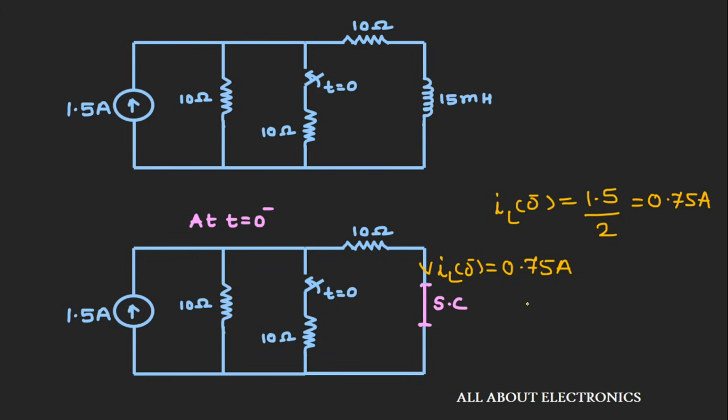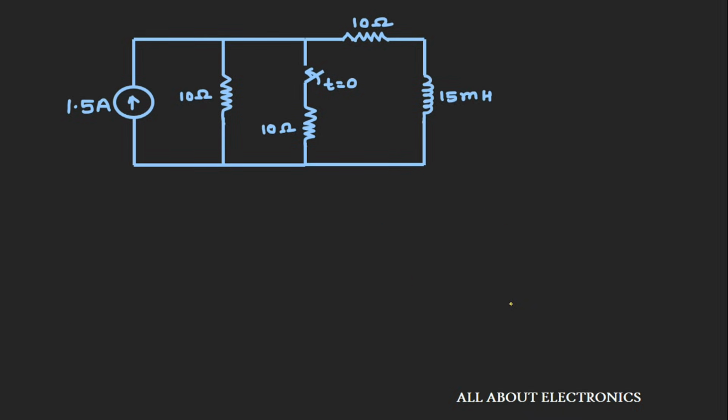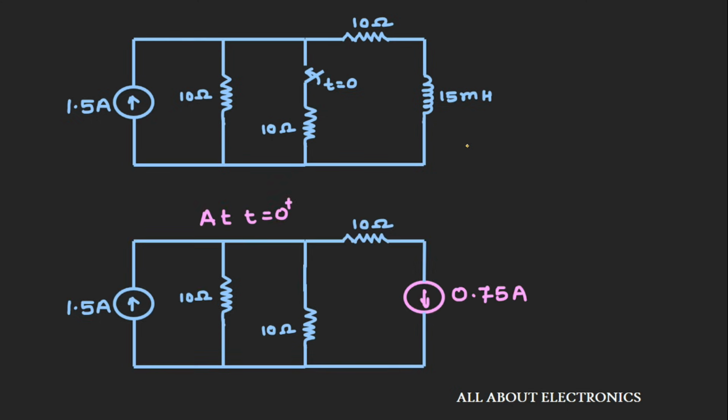Now let's draw the circuit for the time t is equal to 0 plus. At time t is equal to 0 plus, this inductor will act as a current source with a value of 0.75 ampere. So the equivalent circuit at time t is equal to 0 plus will look like this.